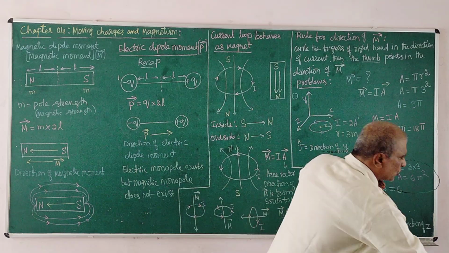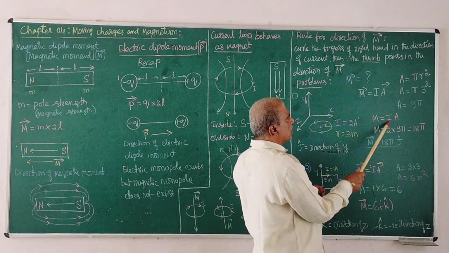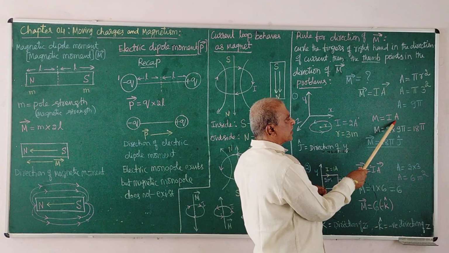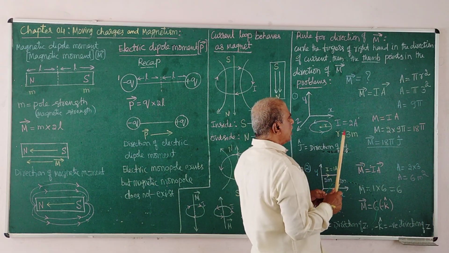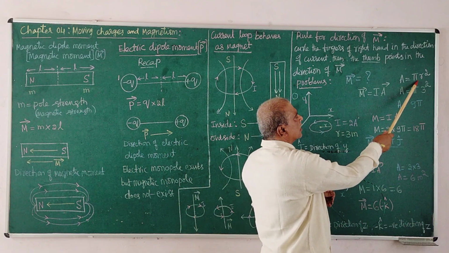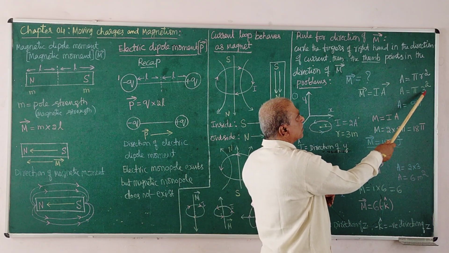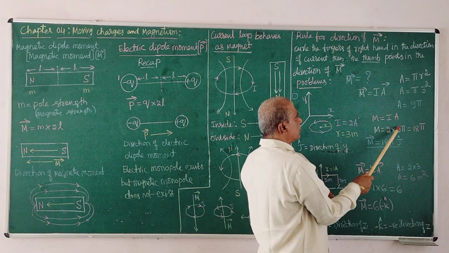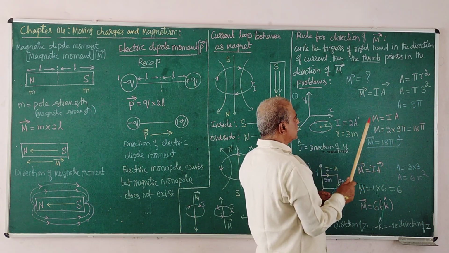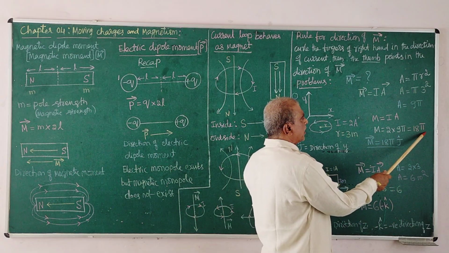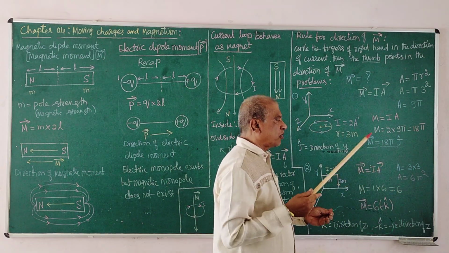To find the magnitude, use the equation M equals I into A, current strength in the circuit and area of cross section. Given R, the area of the circle is A equals pi R squared. R is 3, squared it is 9 pi. The current strength is 2 amperes, so it becomes 18 pi. 18 pi is the magnitude of the dipole moment.